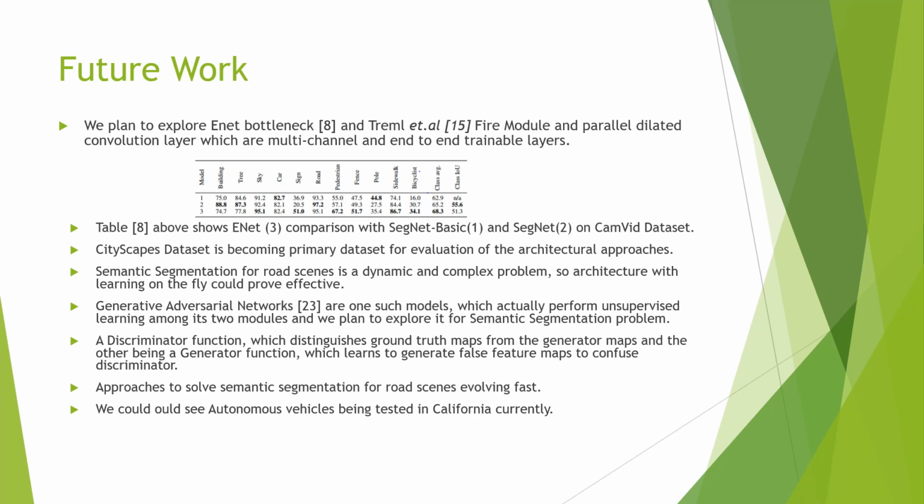We have to explore generative adversarial networks, which are models that can be beneficial for semantic segmentation. They have a discriminator module and a generator module. The discriminator distinguishes the ground truth map from generator maps. The generator function learns to generate more false maps to confuse the discriminator. Approaches to solve semantic segmentation for road scenes are evolving fast. We could see autonomous vehicles being tested in California currently.